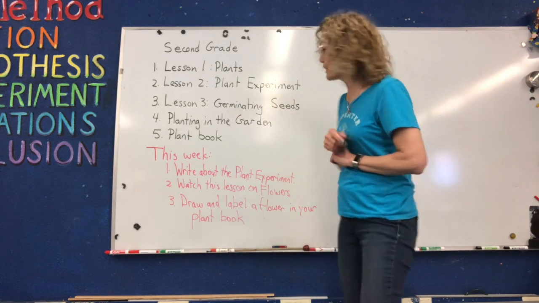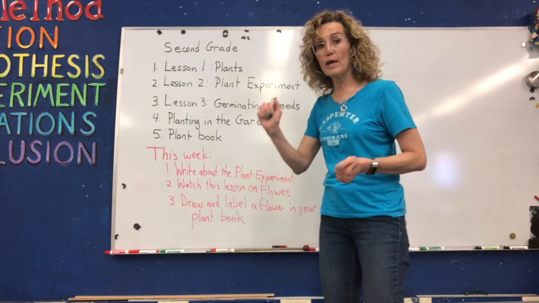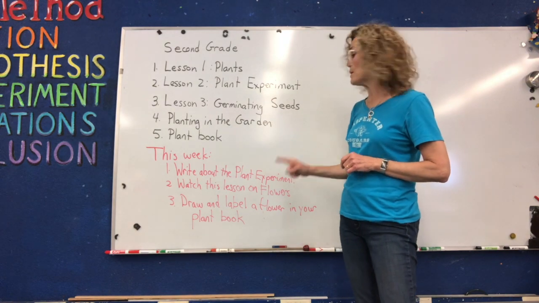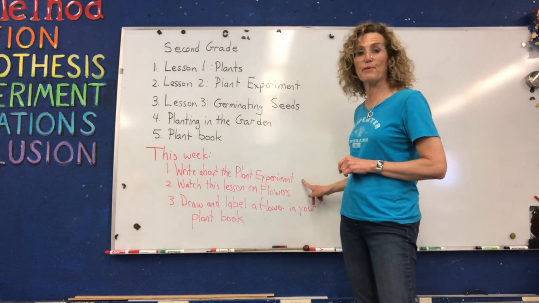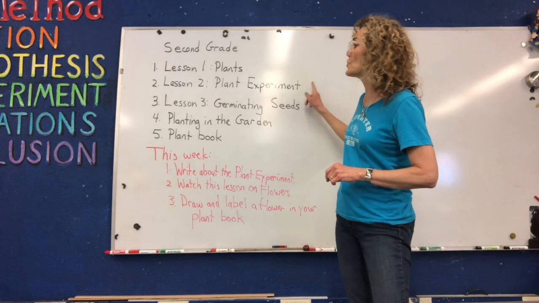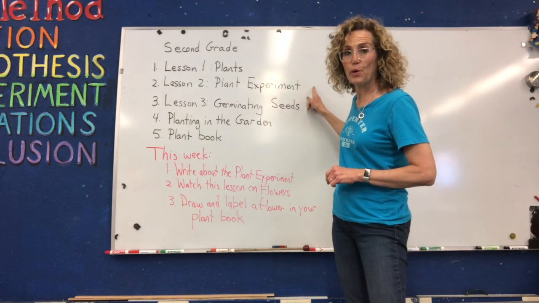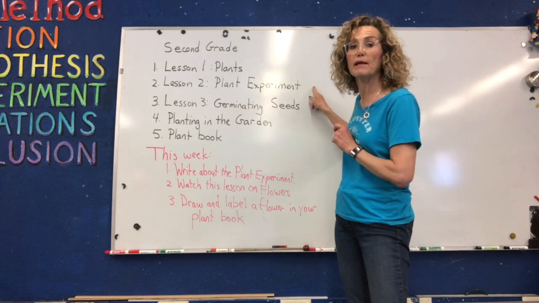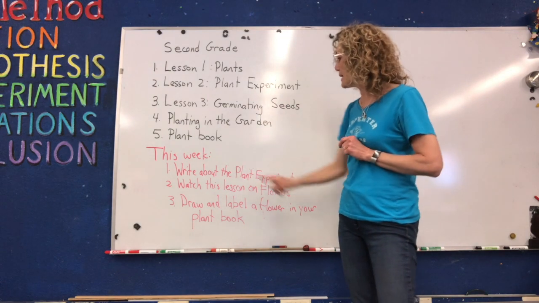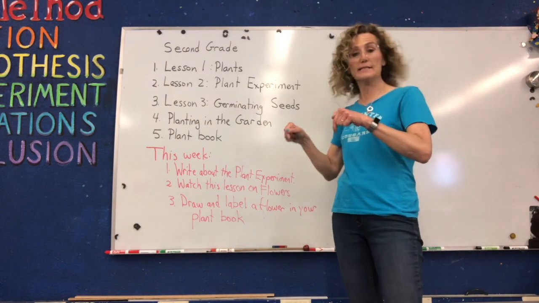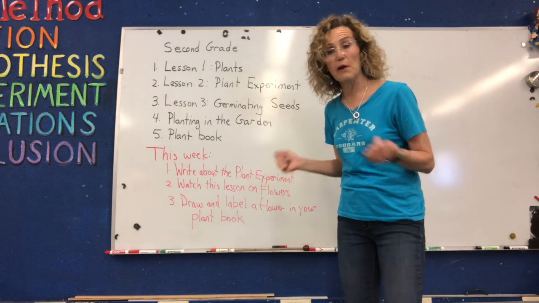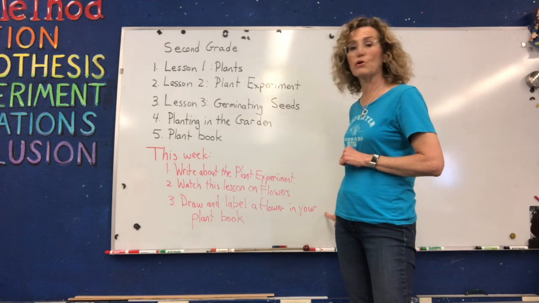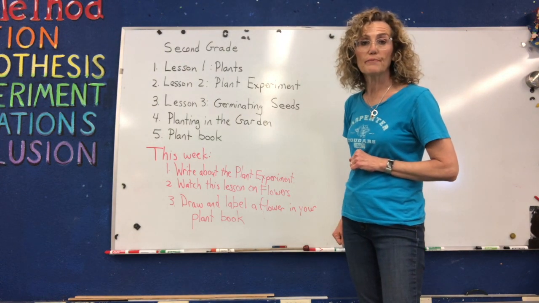This week, we're going to start talking about flowers, okay? So number 1, what I would like you to do in your book this week is to write about the plant experiment. What did we learn in lesson number 2 about plants? What do plants need in order to live and be healthy? Then, number 2, you're going to watch this lesson on flowers. You're watching it right now. And then number 3, you're going to draw and label a flower in your plant book, okay?